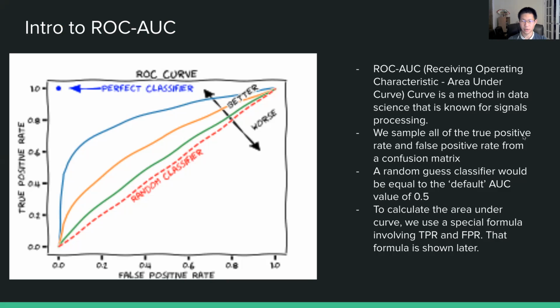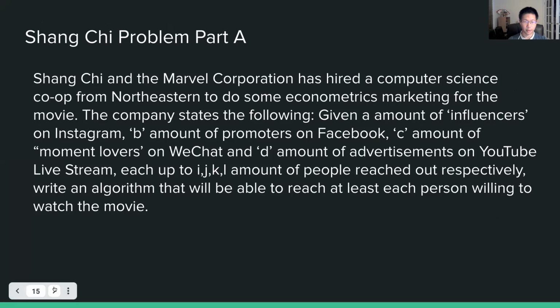We'll just sample all the true positive rate and false positive rates. So TPR here, FPR down here, from a confusion matrix. I told you this could be confusion matrices from last episode, and hopefully you remember what that is. A random guess classifier would just be bad. It's just 0.5. Don't get anything below 0.5 when you're doing ROC AUC, or your model is just bad. And then to calculate the area under the curve, we use a special formula. We don't use calculus, we use geometry. I'll show you that formula later.